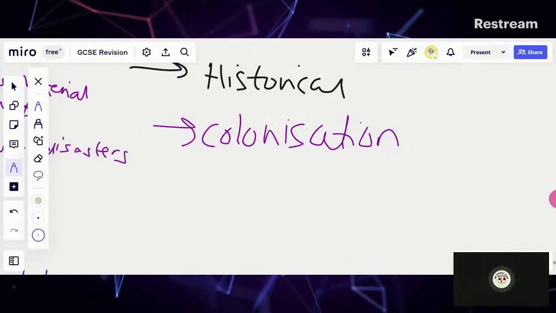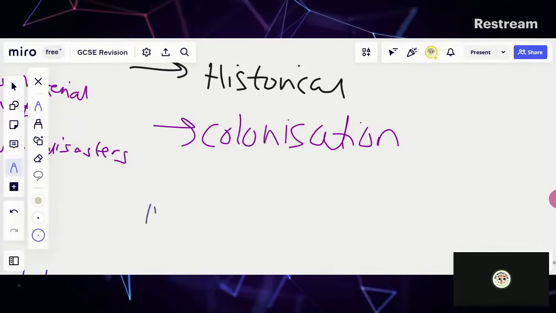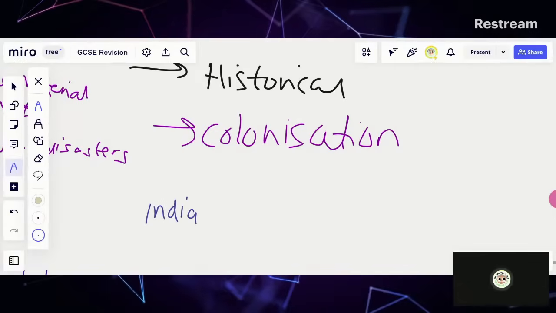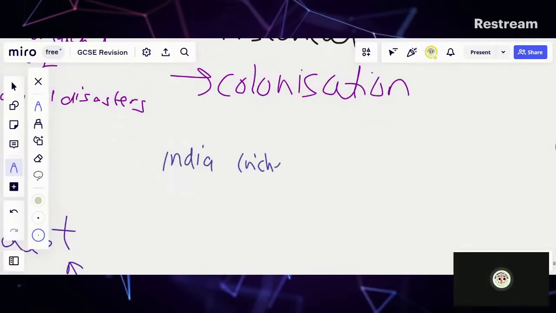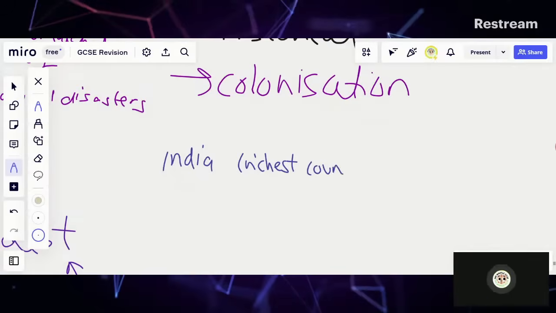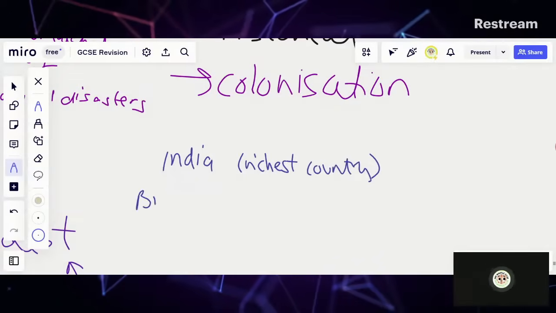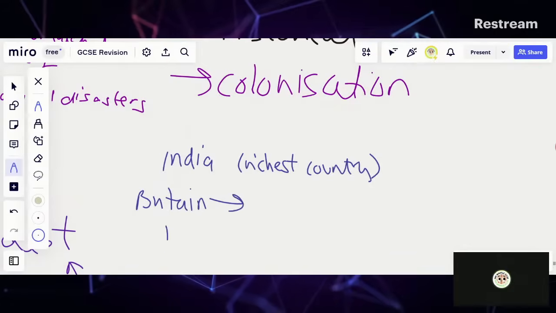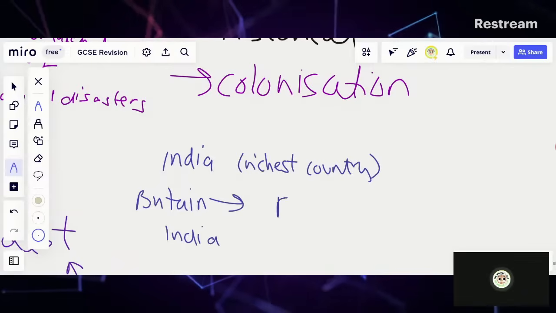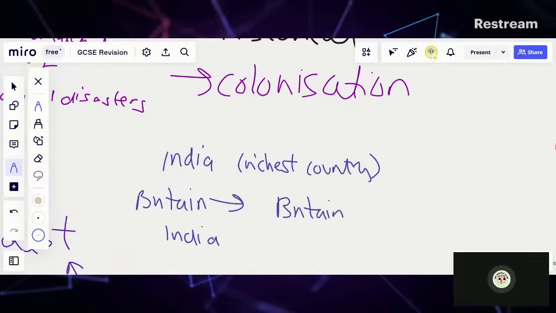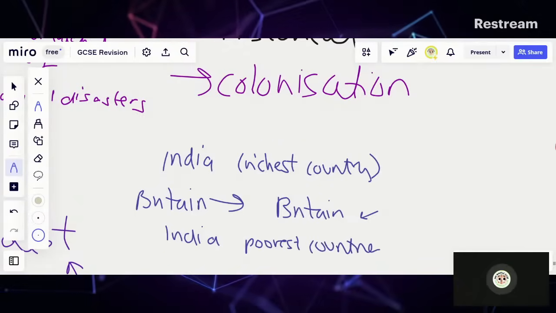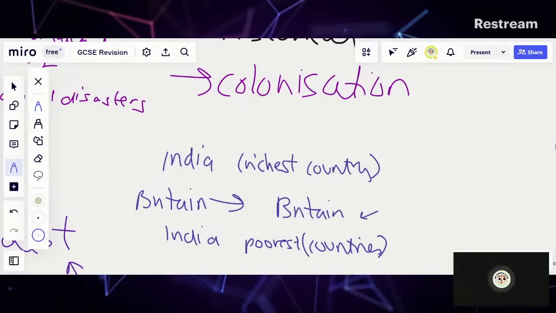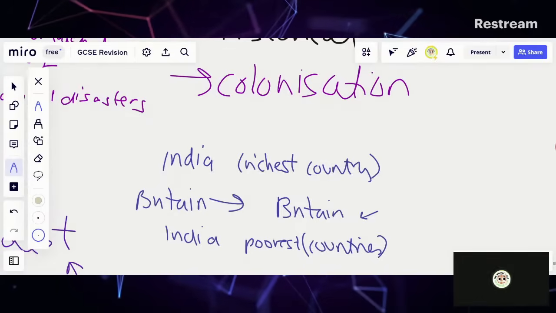For example, if you look at a country like India, before colonization, pre-colonization, it was actually the richest country in the world. And then when Britain came in, and when Britain left as well, because of partition and things like that, India then became one of the poorest countries. So clearly you can see how colonialism has had a massive impact, from one of the richest to one of the poorest countries.